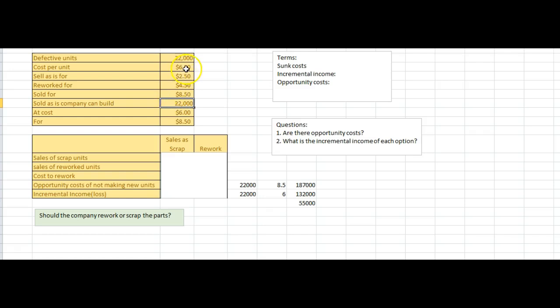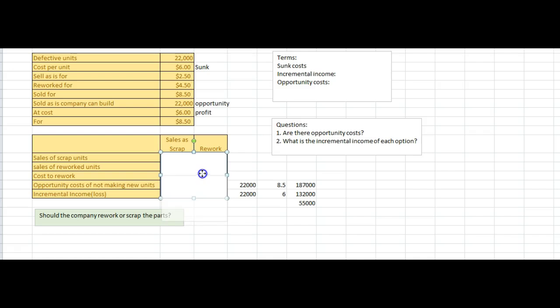So now what is this? First of all, the cost per unit right here, that's a sunk cost. It's already been done. There's nothing we can do about it. We just have to ignore it. The opportunity cost comes in right here with the ones we could have made but can't. And it's going to be the profit from these. That's the opportunity cost.